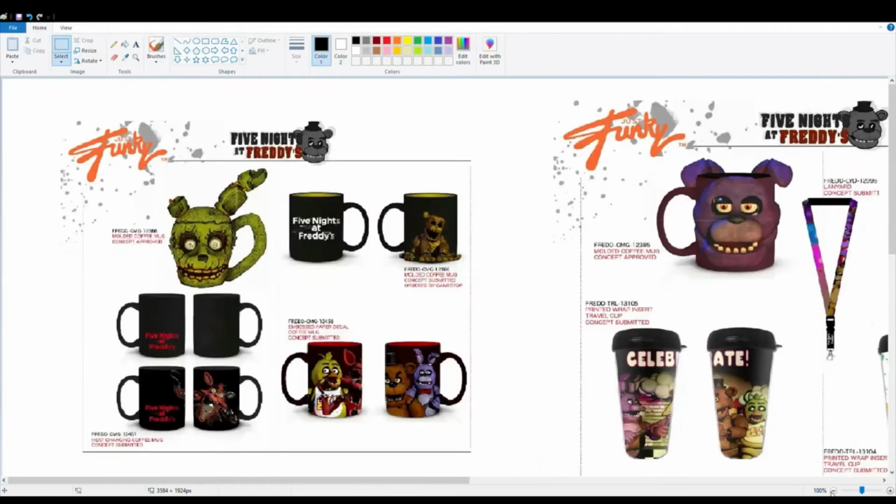Oh, crap. Okay. So, first one. First we're going to look at the mugs. As you can see, these are just mugs. Nothing really important about these. They have the 3D renders of the characters. But then we get to this interesting one, which looks like Springtrap. Now, if you notice, they will show what it is, and will show concept submitted, which I think means it wasn't approved, and then concept approved, which we all know what that means.